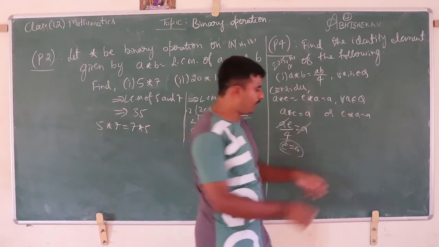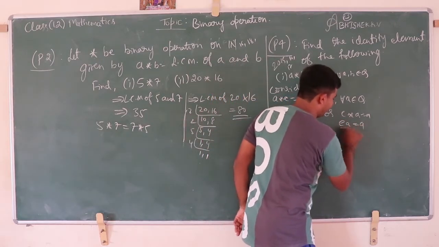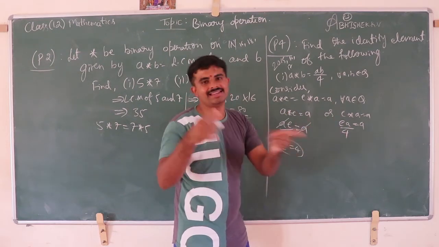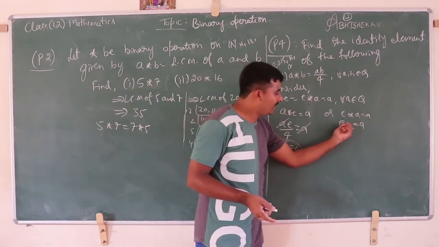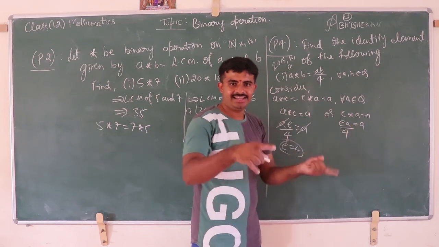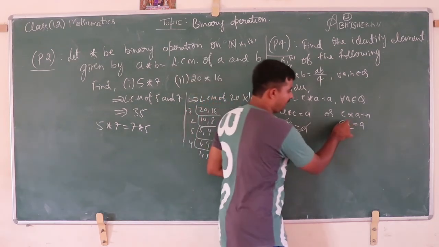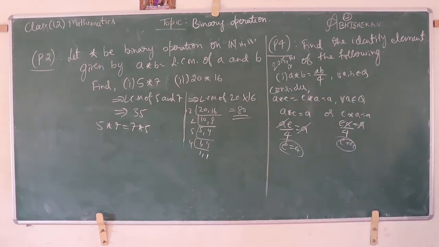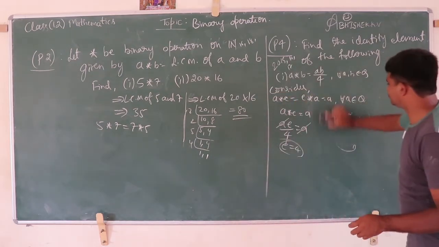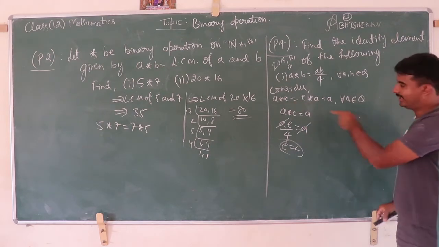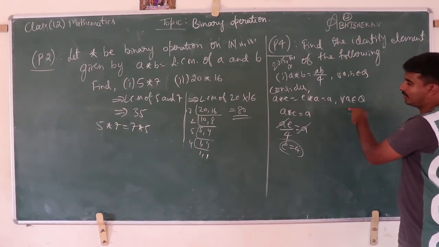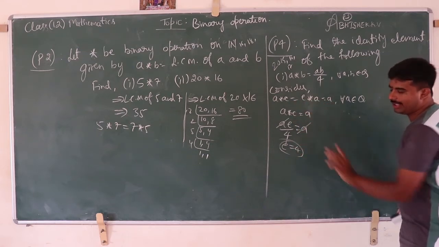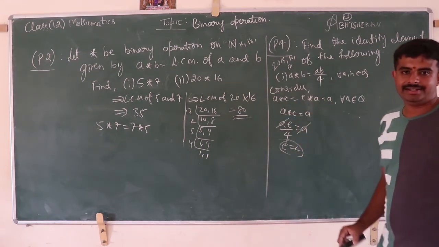If you consider e star a, it is ea by 4, the multiplication of e and a. ea, ae, whatever. See, a gets cancelled. Again, e is equal to 4. In the examination, it is enough to write this: consider the property, that is the definition, a star e is equal to a. Equating, we get e is equal to 4. This is the identity element.